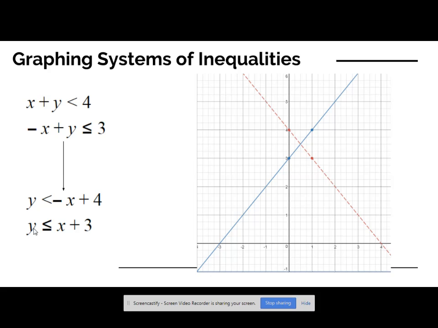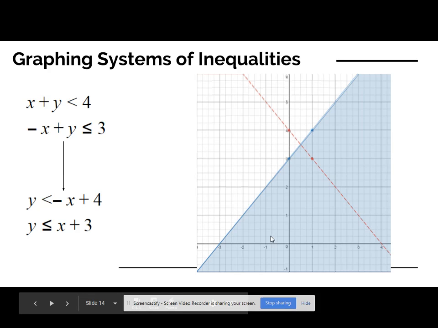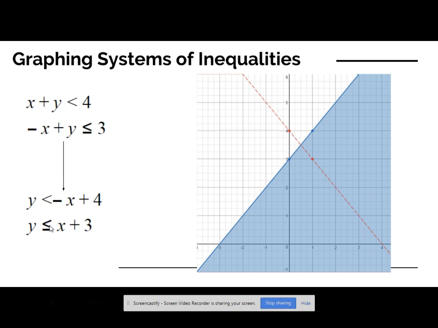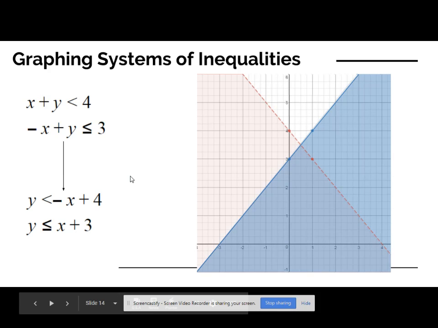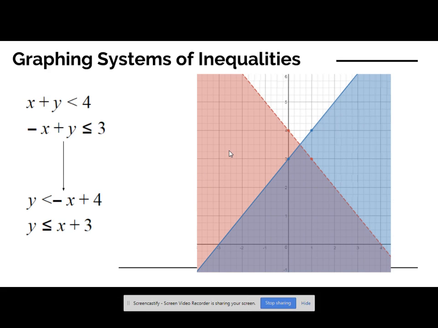Okay, shading. For the second one here, I think I did the second one first. Well, for either one, really, y is less than the line for either one. So I should be shading below the line for the blue and below the line for the red. There's the blue. So again, y is less than or equal to x plus 3. So I shade it below the line. Y is less than the red line. So I shade below.